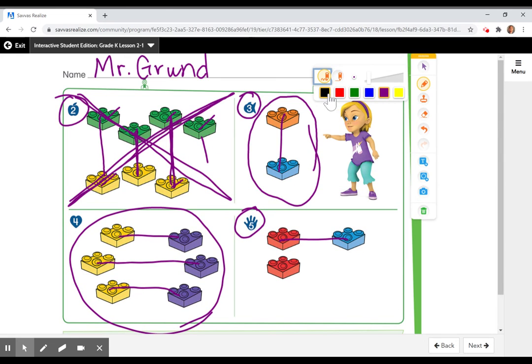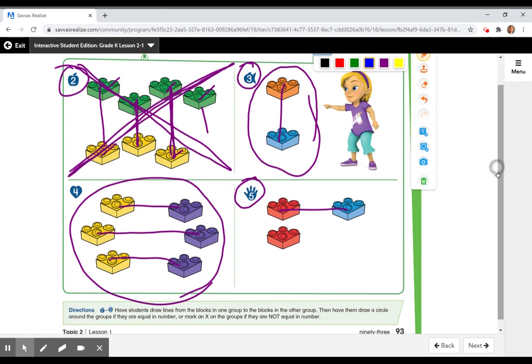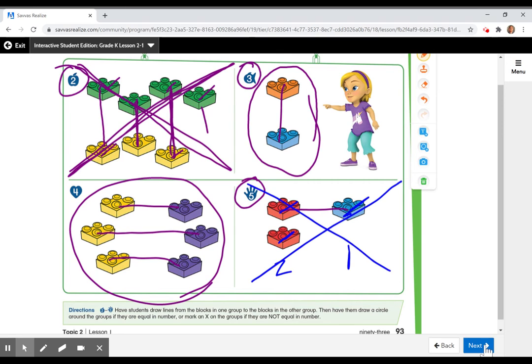So let's draw a circle around that one. Or we don't draw a circle because there's 2 red ones and only one blue one, right? So they are not equal. So we're going to put a big X through that one. Good. Now we can hit the little next with the arrow again.